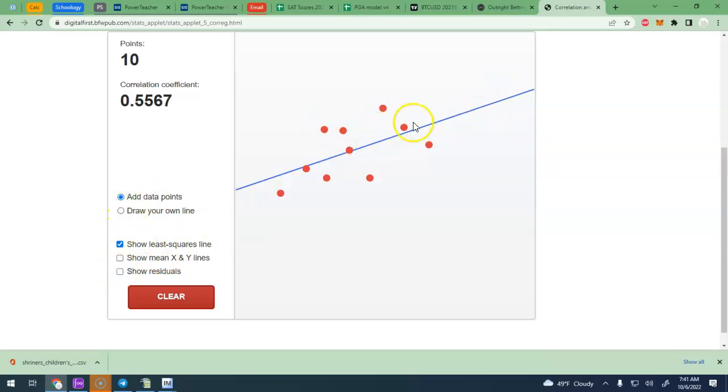So if I were to add a point right there, strengthen or weaken the relationship? Strengthen, so R should go up. Better work. Yeah, there we go. So it went from 0.55 to 0.67. And then if I remove that, it weakens. Does that make sense with those two things? What's going on there? Questions on anything I'm talking about here?